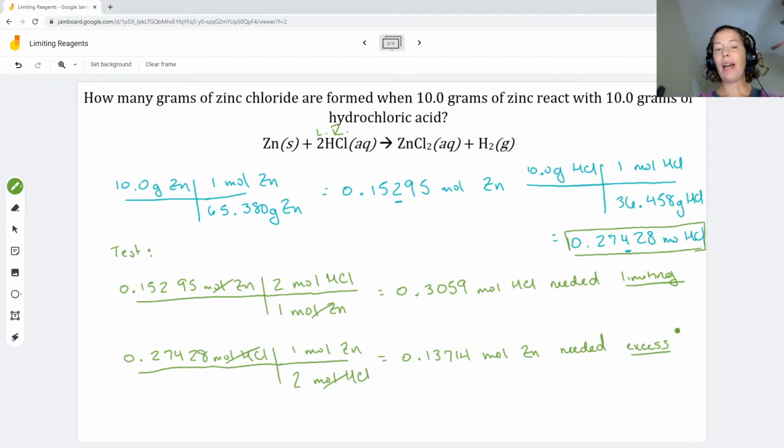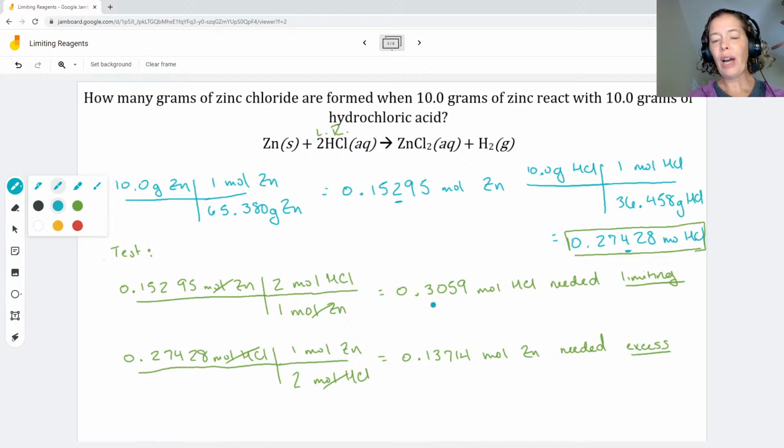Okay, so our final step, now that we have identified our limiting reagent, is to calculate our grams of zinc chloride. And this is pretty easy. All we're going to do is a very simple stoichiometry problem. But at this point, again, it's really critical that you use your moles of limiting reagent. And this is why I like to label everything carefully here.